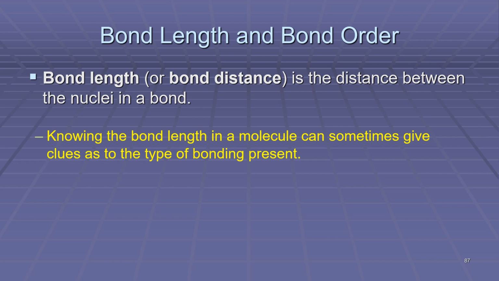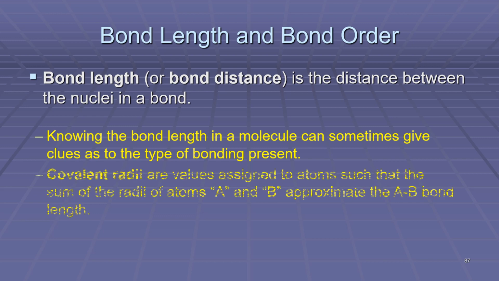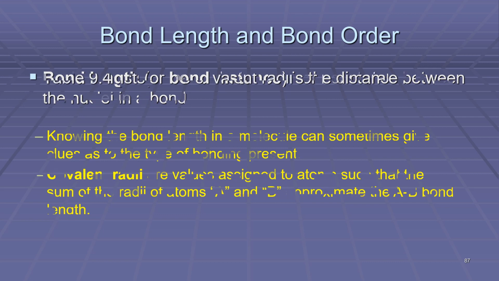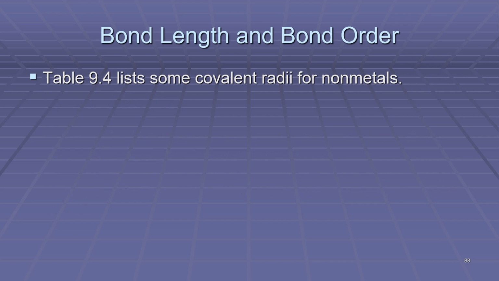One thing you can do is you can actually look up bond lengths for elements. Knowing the bond length in a molecule can sometimes give clues as to the type of bonding, but how do you do it? We can look up covalent radii. Radii values are assigned for every atom, atoms A and B, and if you add the radii together, then you get the bond length.